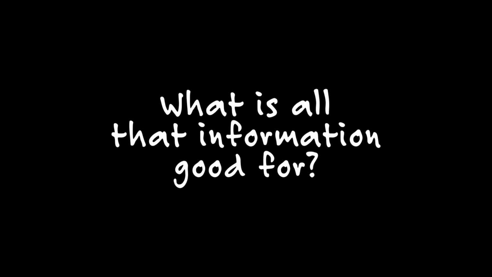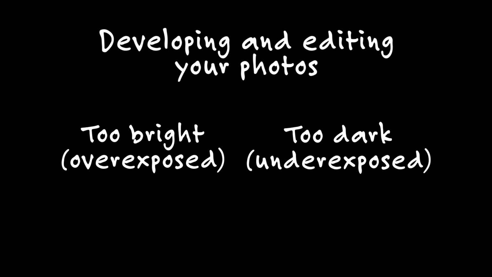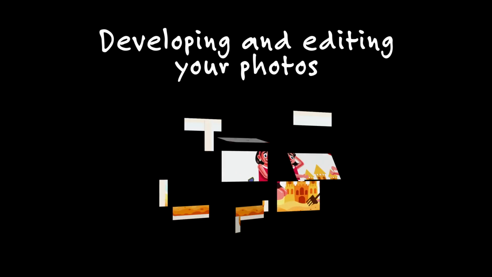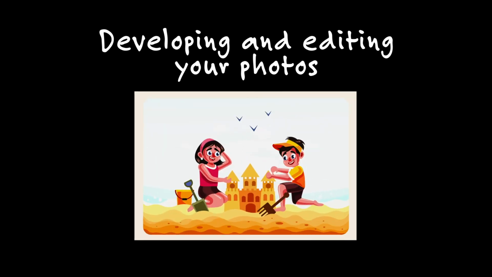What's all that information good for? Well, it really helps in the digital developing and editing process. Sometimes when you take a picture, even when you do everything right, parts of the photo can be too bright, overexposed, or too dark, underexposed. The most common example you've probably seen is when you take a picture at the beach. Often the people look great, but the sky is blown out with very little detail.